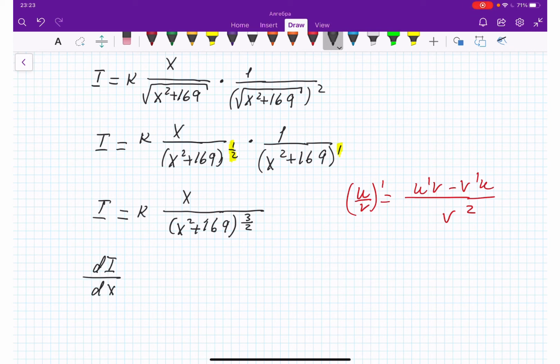di by dx is equal d by dx k times x over x squared plus 169 to power 3 over 2, and that is equal 0. Okay?